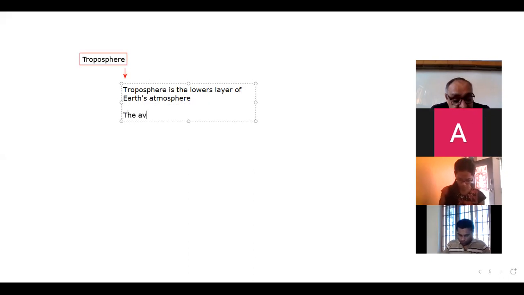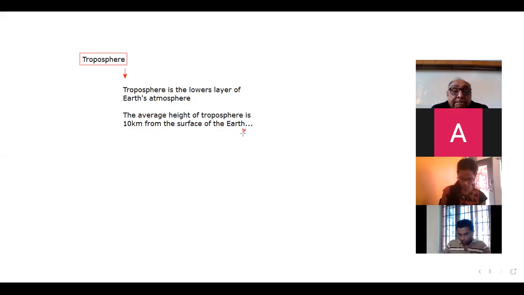Now the next thing is the average height of the troposphere, which is 10 kilometers from the surface of the earth. Now here it is important to know again that 2 points are there. One is the height of the troposphere.